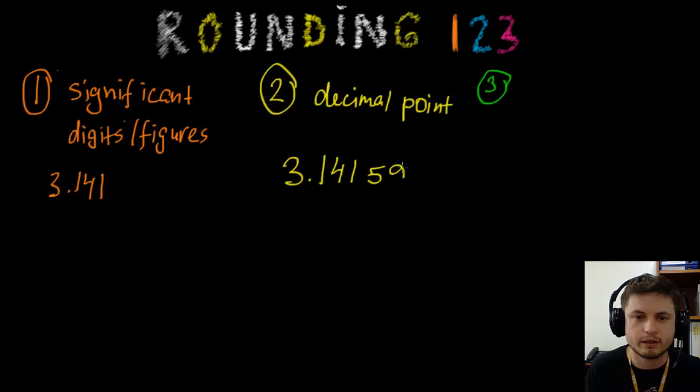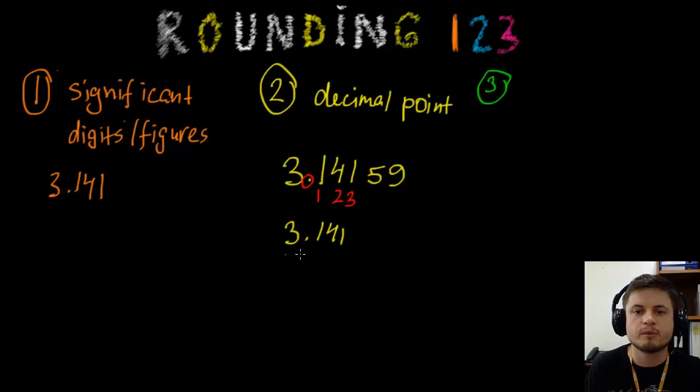So where are the 3 decimal points? Well, you look at the decimal point right here and you start counting. 1, 2, and 3. In other words, the answer to this question will be 3.141. And this is pi to 3 decimal points.